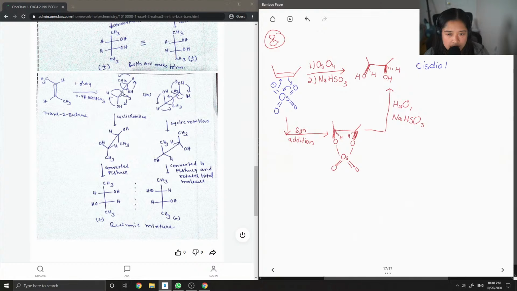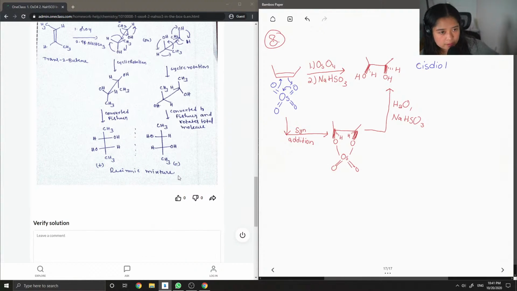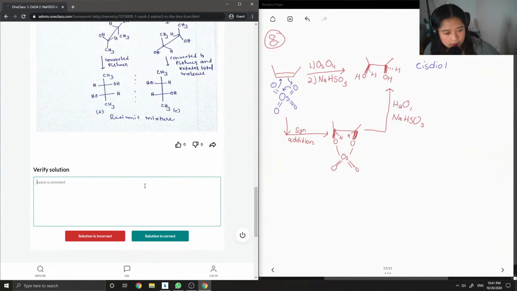So here again, you can see the cyclic rotation of the molecules, converted to Fischer diagrams, and then you'll see the racemic mixture. So the left is the positive, and then the right is the negative. Wow, so that was really, really well written. So this solution was correct.